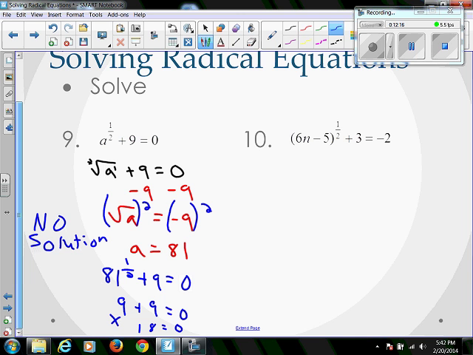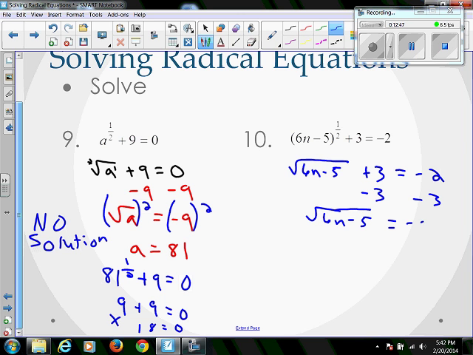Let's look at number 10. Don't like that rational exponent, so we're going to change it. 6n minus 5 is my base. 1 is the exponent, and I don't need to write it. We get the square root. Plus 3 is outside the square root. I'm going to isolate the square root. We have it isolated, so now we're going to square both sides.